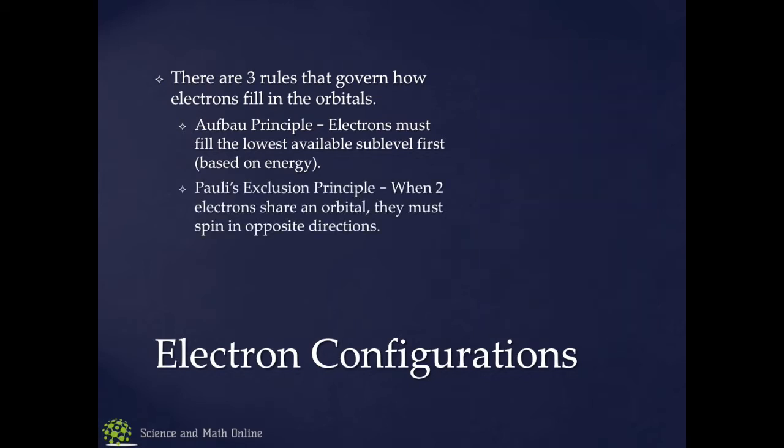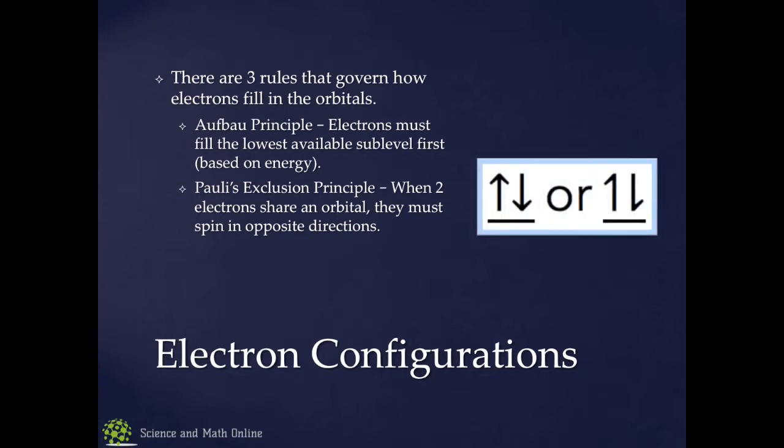All right. We have Pauli's exclusion principle. It states that when we have 2 electrons sharing an orbital, they must spin in opposite directions. Remember, each orbital can have 2 electrons. That just says we have to write them spinning in opposite directions. By convention, the first electron to go into an orbital spins up, and we say the second one spins down.